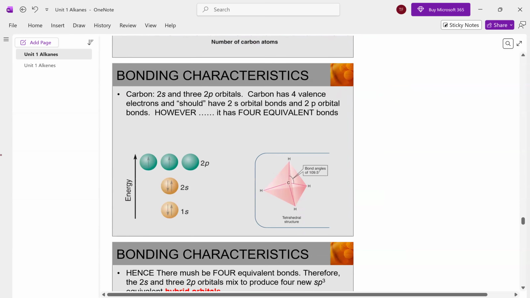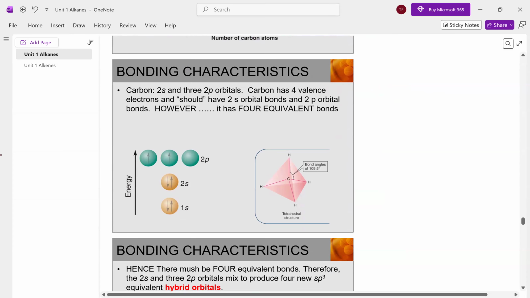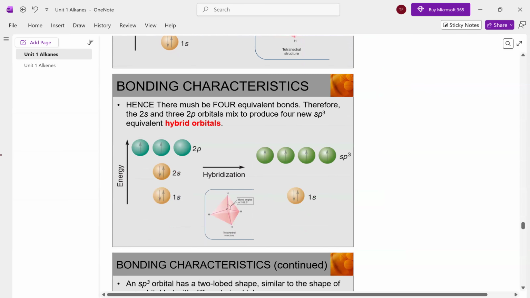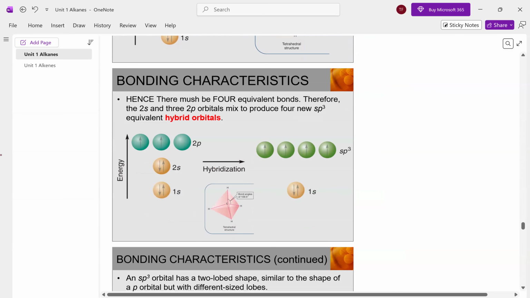Okay, bonding characteristics. I used to cover this in depth, but remember 1s, 2s, 2p, all that stuff from 305?